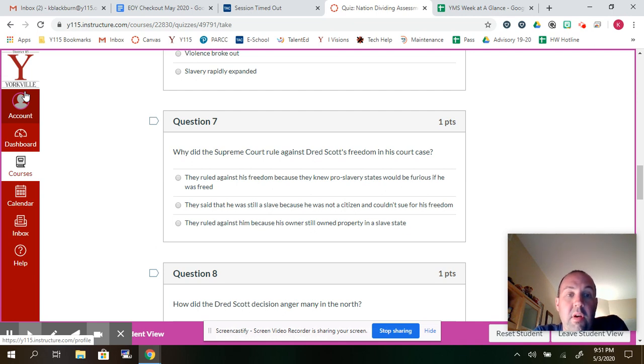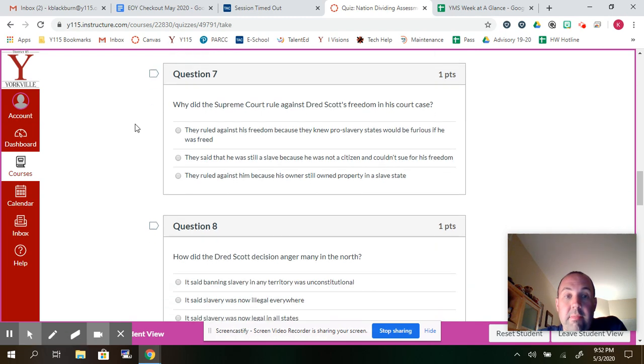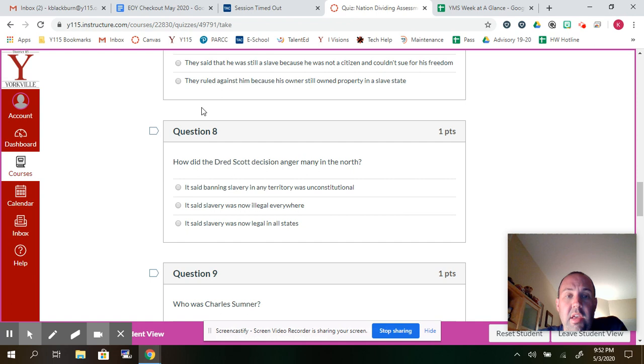Question 7. Why did the Supreme Court rule against Dred Scott's freedom in his court case? They ruled against his freedom because they knew pro-slavery states would be furious if he was freed. They said that he was still a slave because he was not a citizen and couldn't sue for his freedom. They ruled against him because his owner still owned property in his slave state. So which of those is true of the Dred Scott ruling? And why was he ruled against?